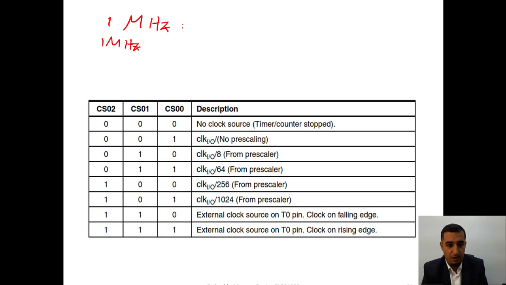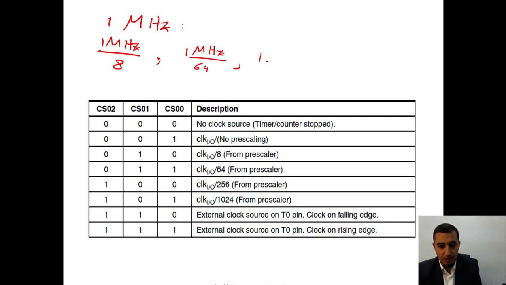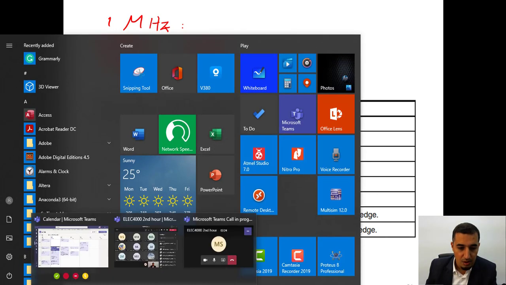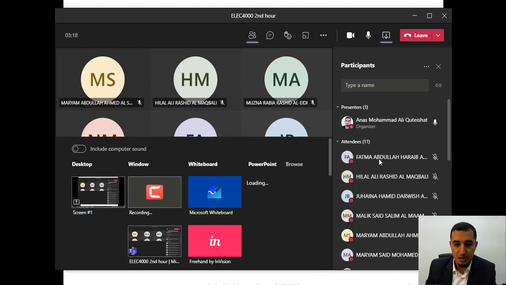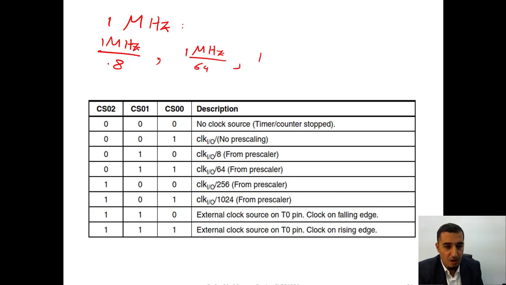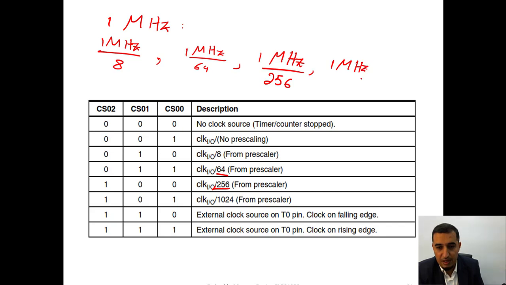So again, once more, what we can generate is 1 megahertz, 1 megahertz divided by 8, 1 megahertz divided by 64, 1 megahertz divided by 256, and finally 1 megahertz divided by 1024.